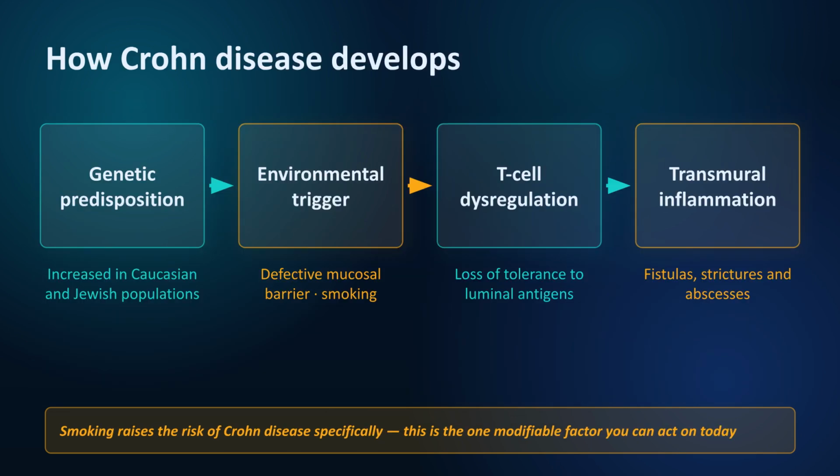Follow the chain across the screen. It starts with genetic predisposition. Then an environmental factor is added, a defective mucosal barrier, and importantly, smoking. Together those produce T-cell dysregulation. The immune system loses tolerance to the ordinary bacteria in the lumen. And that drives chronic inflammation. But in Crohn disease, the inflammation goes all the way through the wall. That last box is the whole difference: transmural inflammation. And out of it come the fistulas, the strictures, and the abscesses we will spend the rest of this video on. Notice that the first three boxes are shared with ulcerative colitis, only the last one differs.